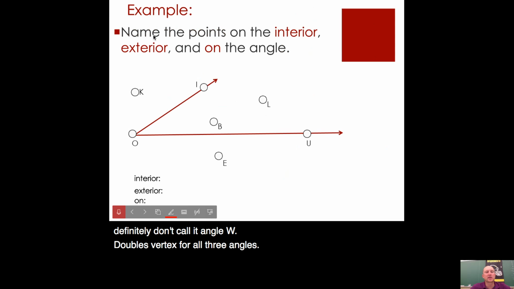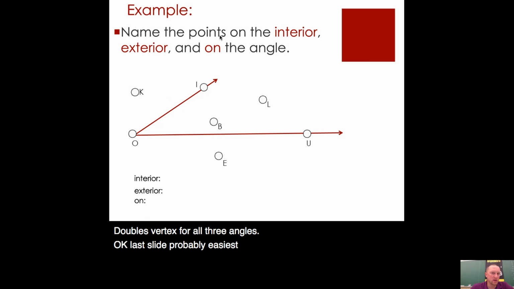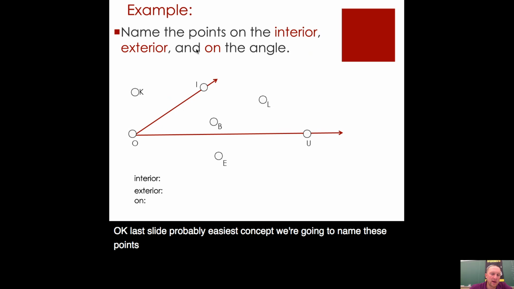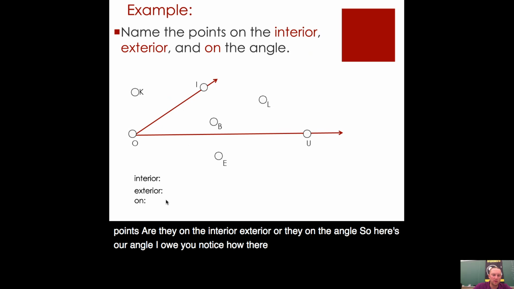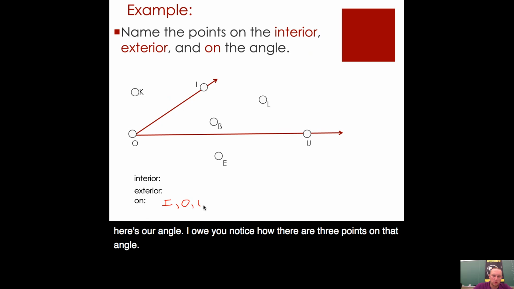Okay, last slide, probably the easiest concept. We're going to name these points. Are they on the interior, exterior, or are they on the angle? So here's our angle IOU. Notice how there are 3 points on that angle. Points I, O, and U.